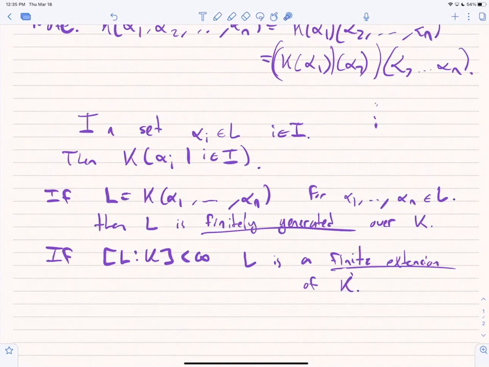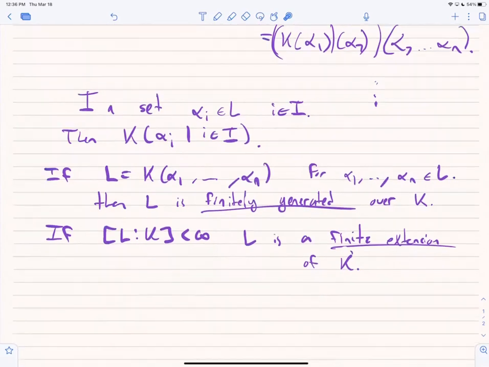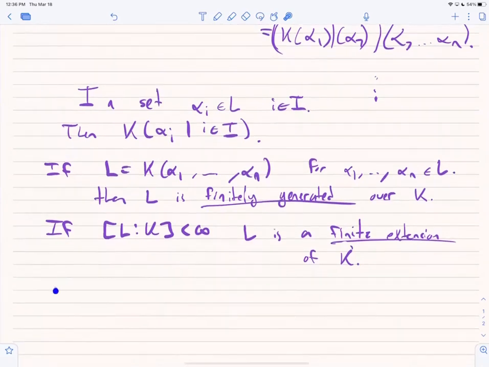Can someone give me an example of a field extension which is finitely generated but not a finite extension, in the sense that the degree, the dimension as a vector space, is not finite? Okay, someone posted in chat. Just an example.